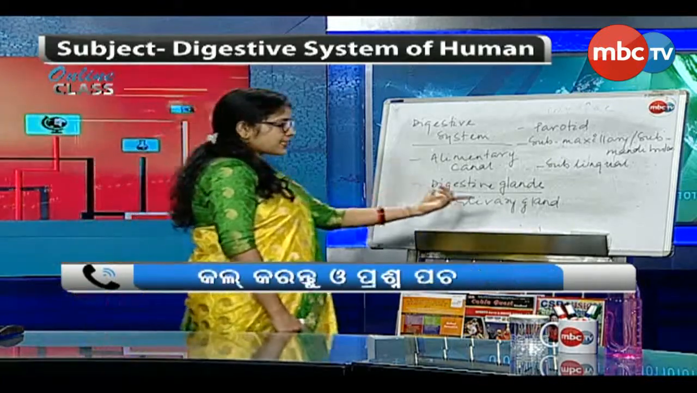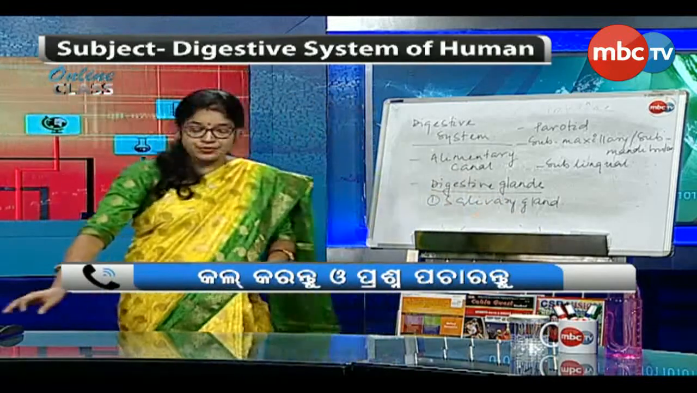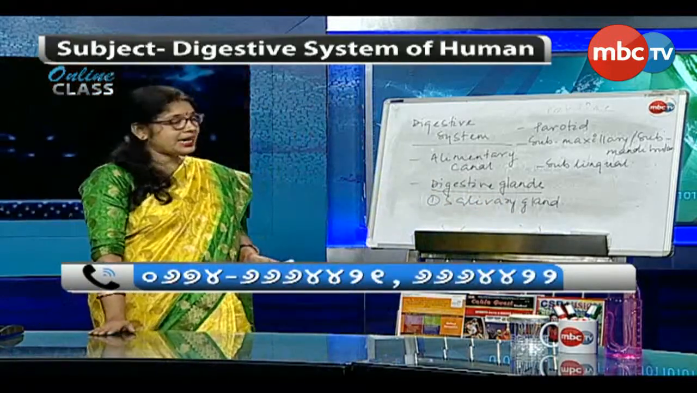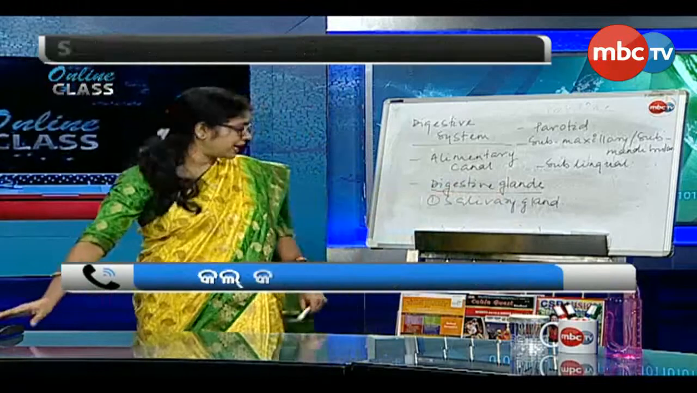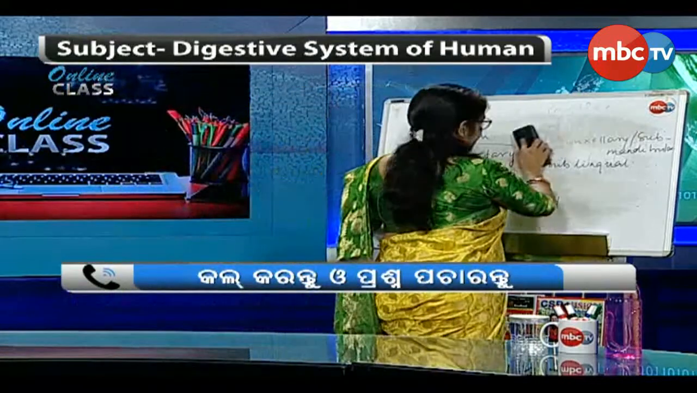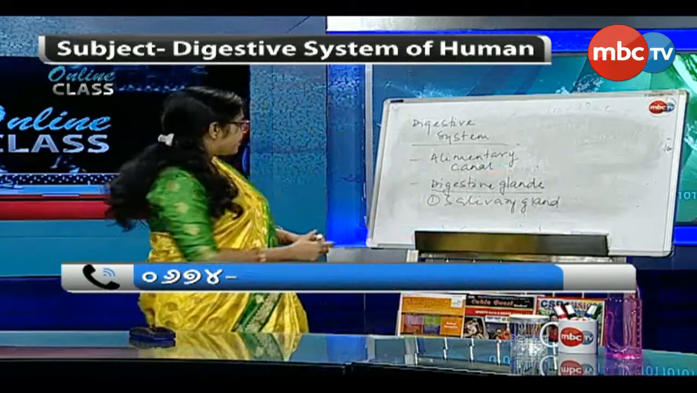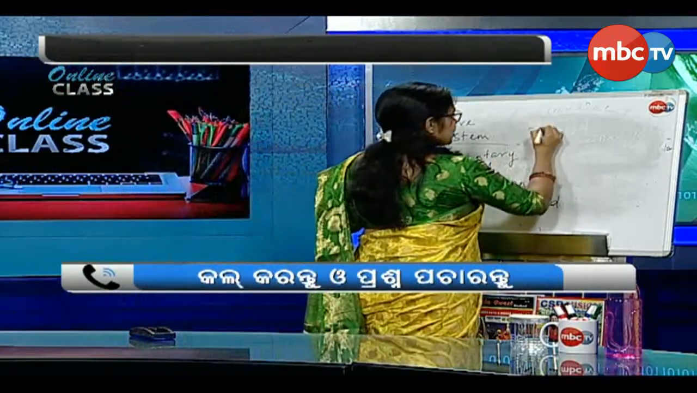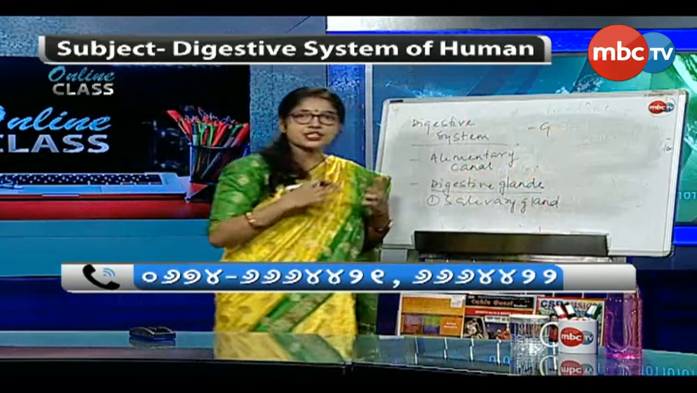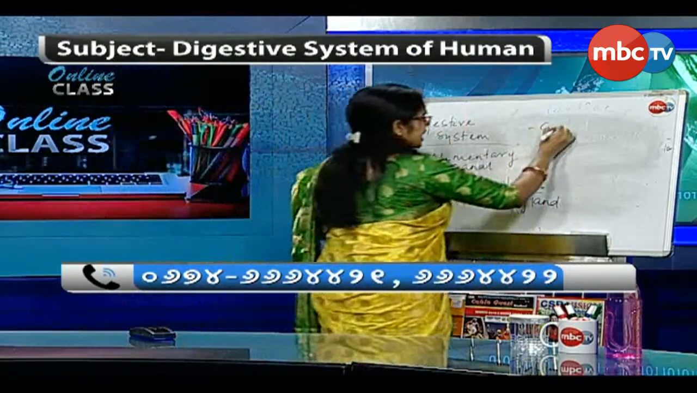So, this is about the salivary gland which is present within the buccal cavity and participates during the process of digestion. The first digestive gland is the salivary gland. The second digestive gland, which is present within the stomach, is known as gastric gland.